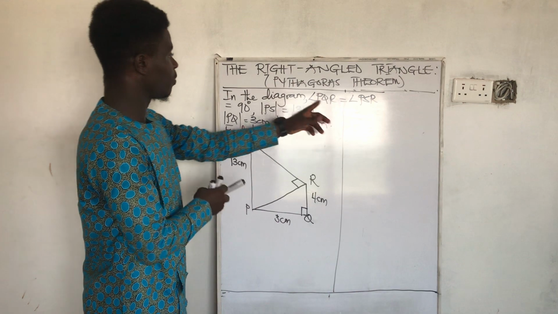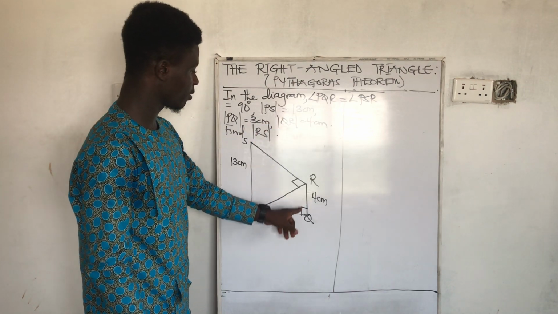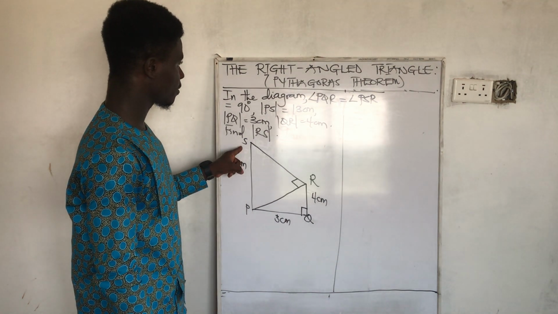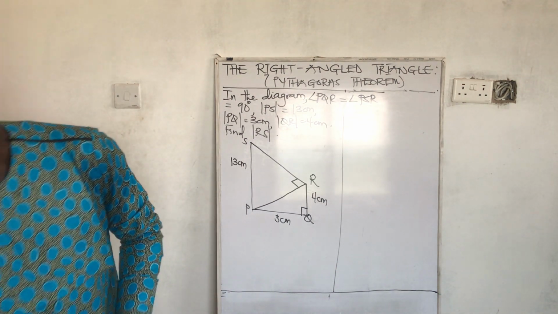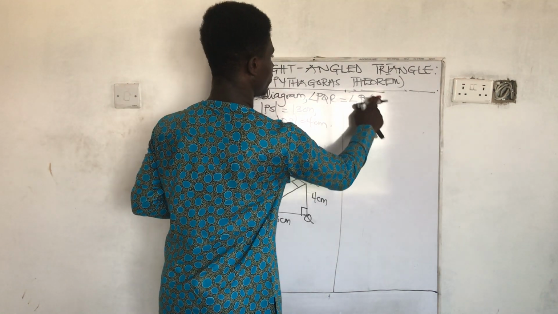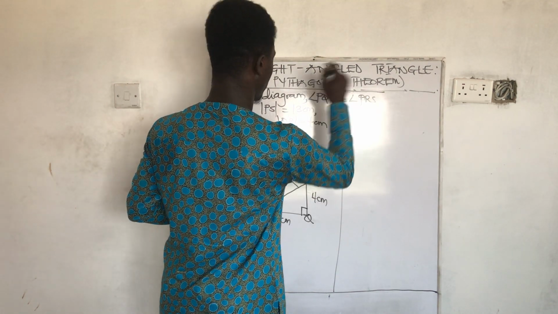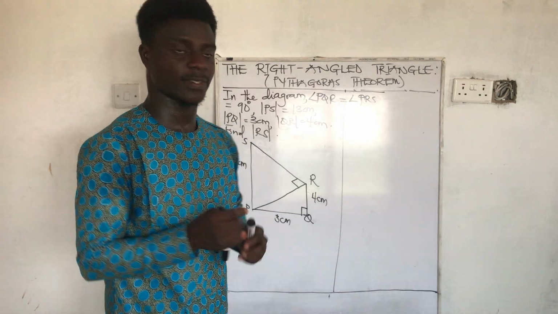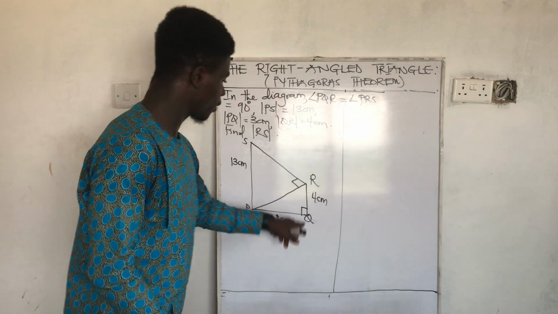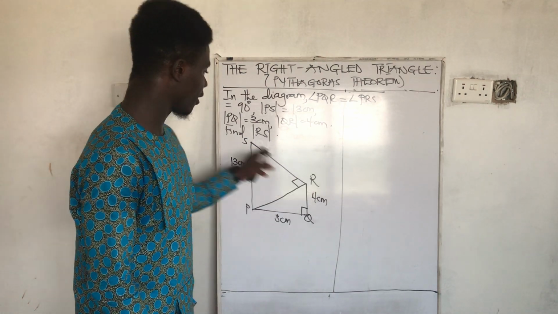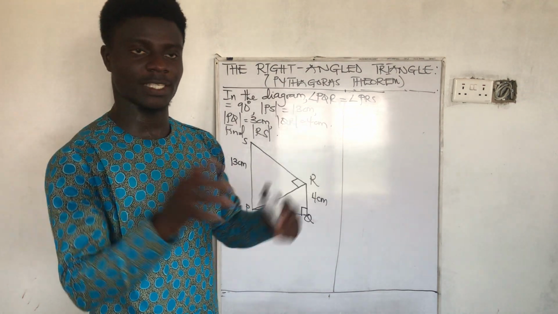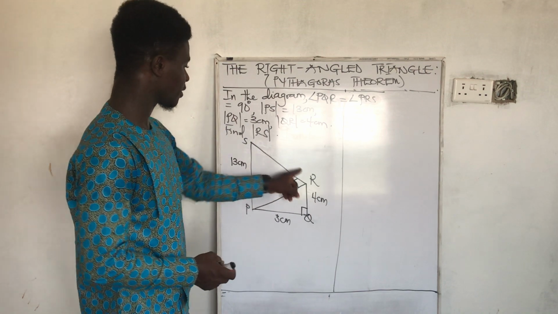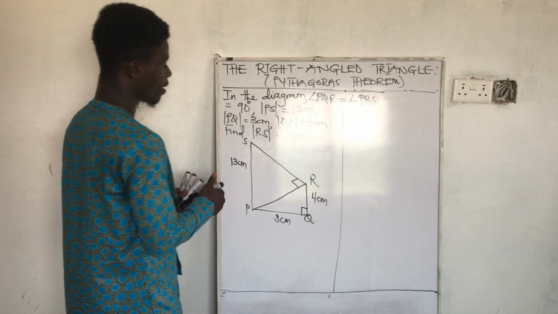In the diagram, angle PQR is 90, and it is equal to angle PRS. So we have PQR, which is 90, and PRS, which is also 90. So they are the same, right? So now the question says find the length of RS.